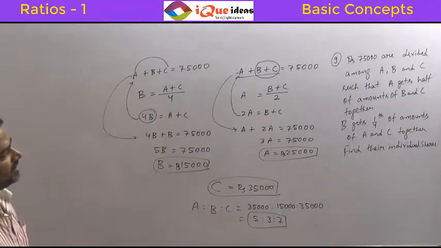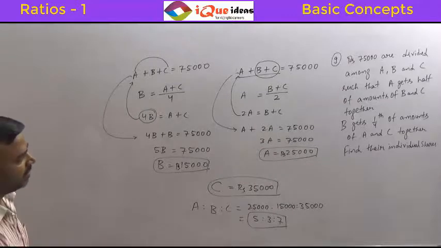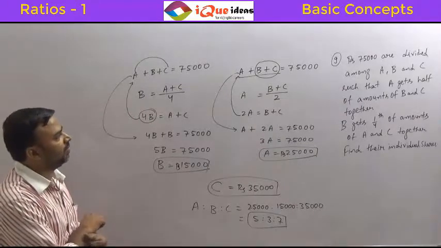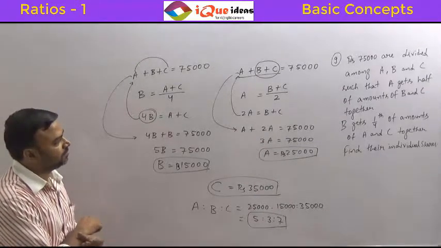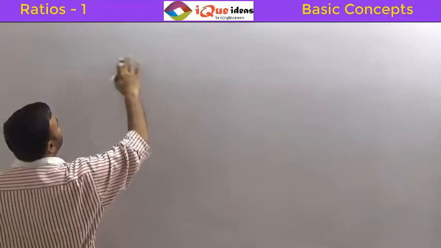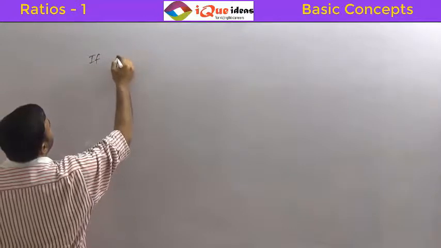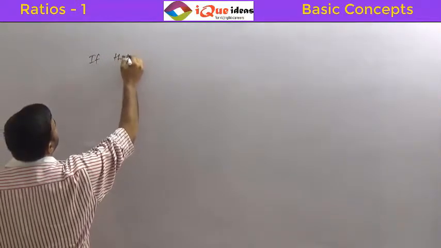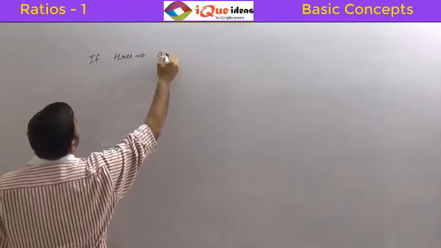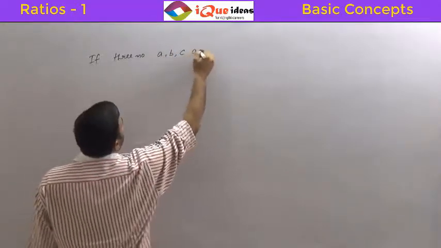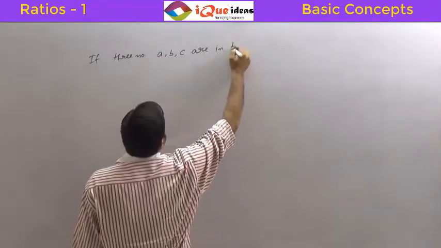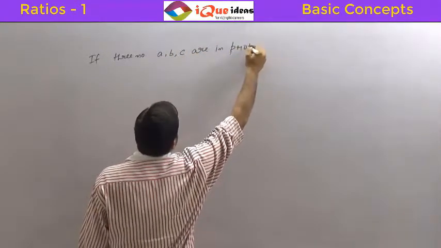This would be the required ratio. So these are some good basic questions related to ratios and their properties. Right now we'll just try and see these statements. When we say 3 numbers, if 3 numbers A, B, C are in proportion, alright.